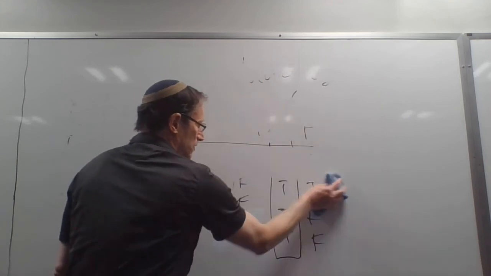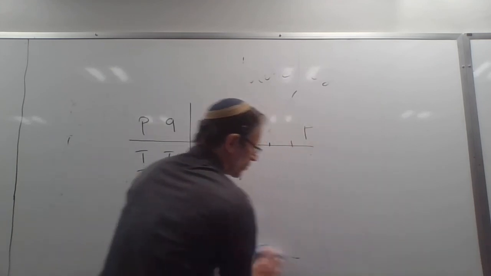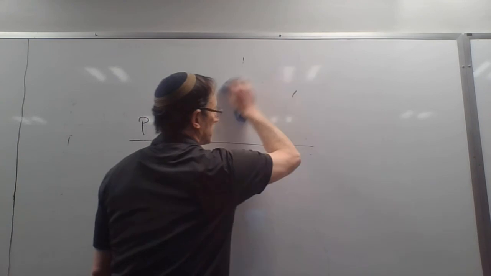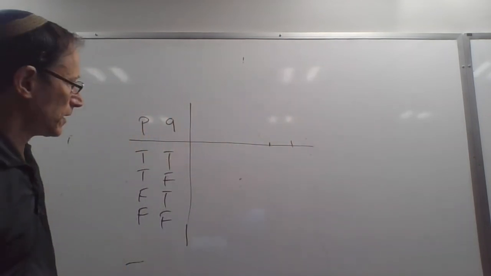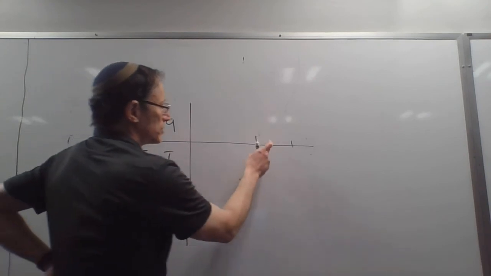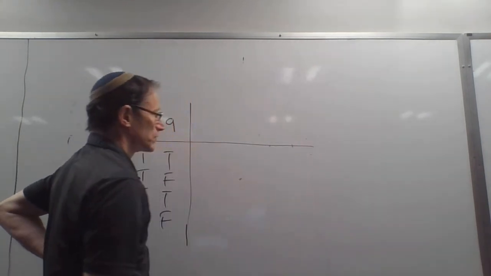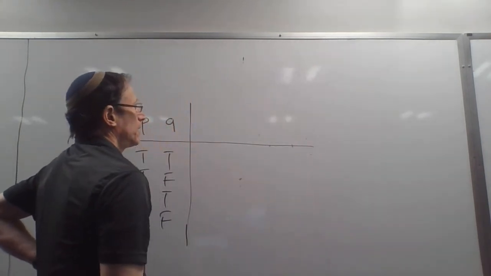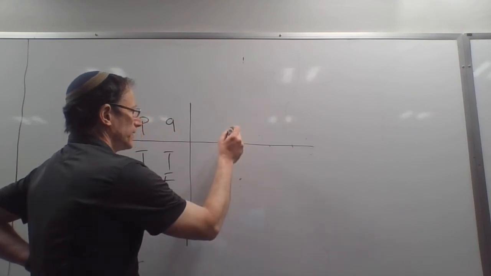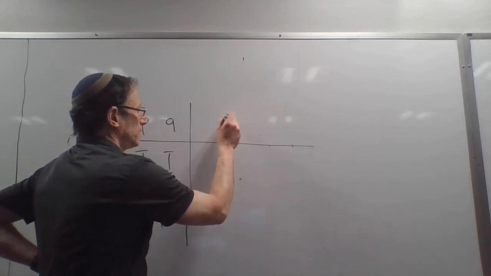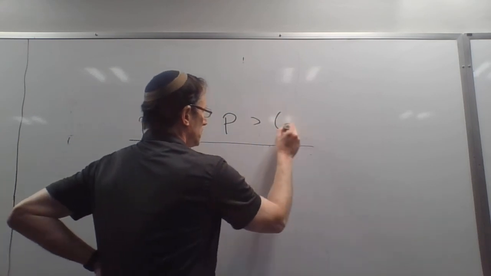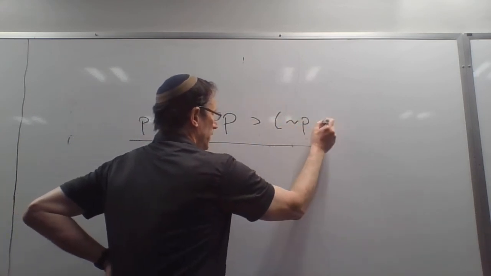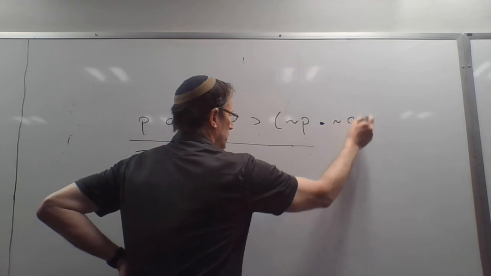I'm going to use this framework here because, thinking of a contradiction, something that has to be false would be, how about something like P horseshoe not P and not Q.